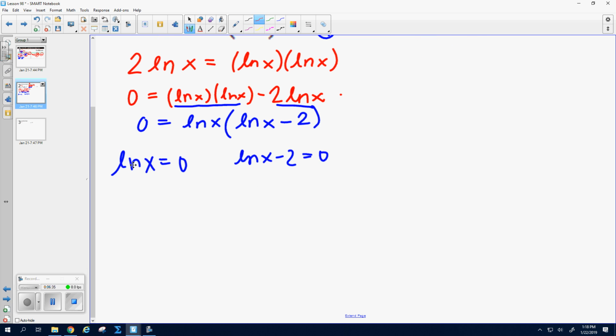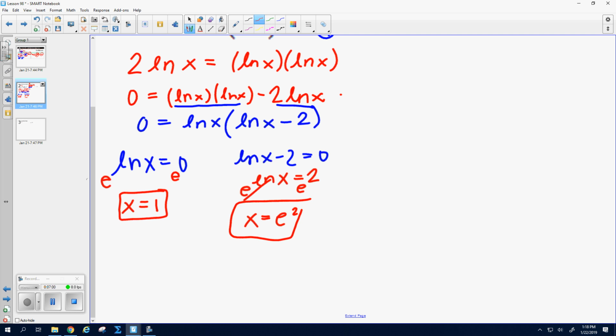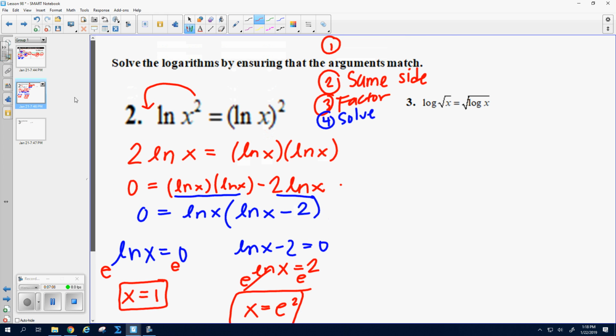And in order to cancel the ln, we exponentiate by taking the e of both sides. What is anything to the 0 power? 1. All right, and over here I'm going to add 2 first. And then I'm going to exponentiate using the e. And I get e squared, which is like 7 point something. Whatever you got on your calculator. So the first step is sometimes the hardest step, to make them all have the same argument.